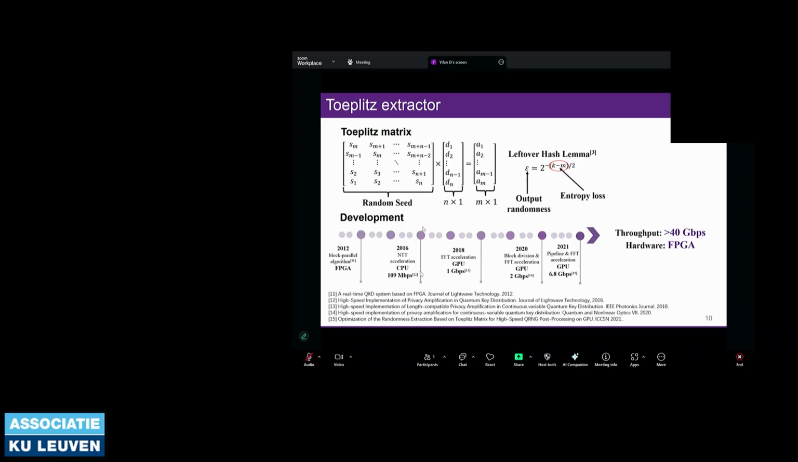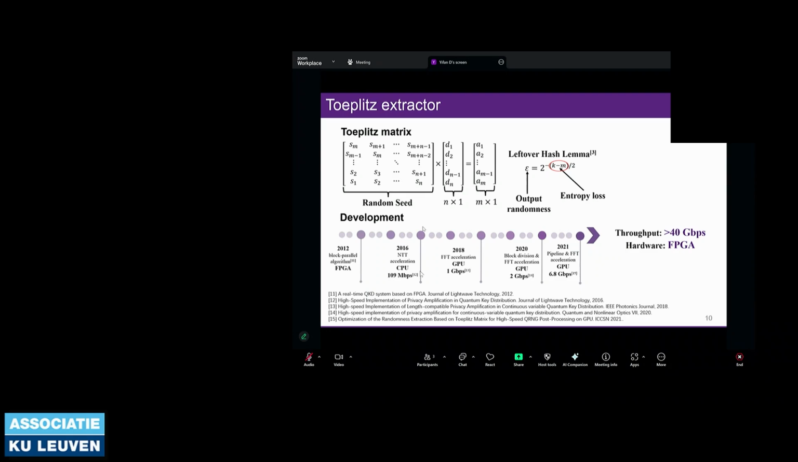We can use a safety factor epsilon to represent the output randomness. Epsilon is the statistical distance between the output and the uniformity. k is the min-entropy of raw random numbers, and k minus m is the entropy loss of our extractor.